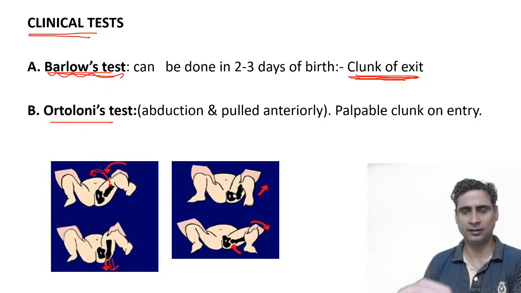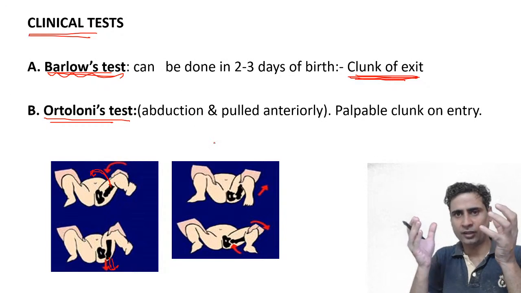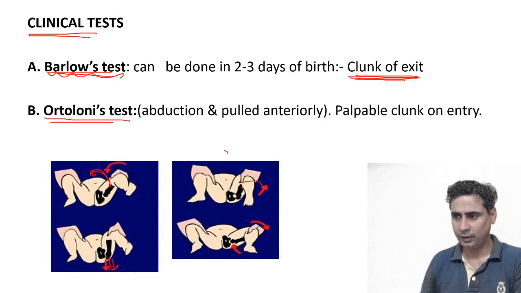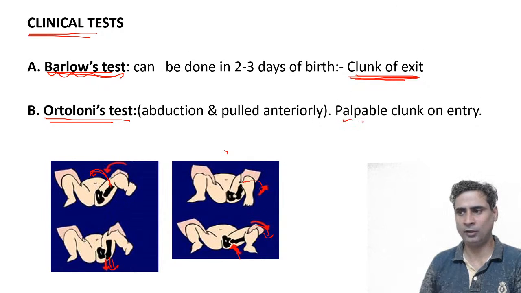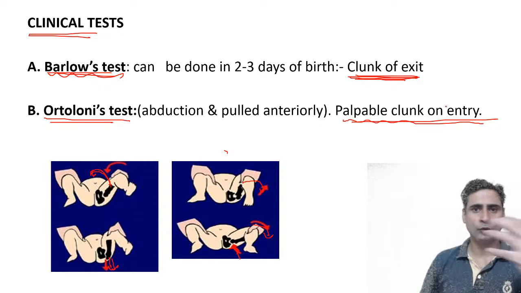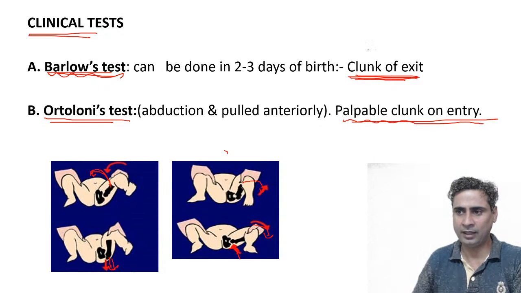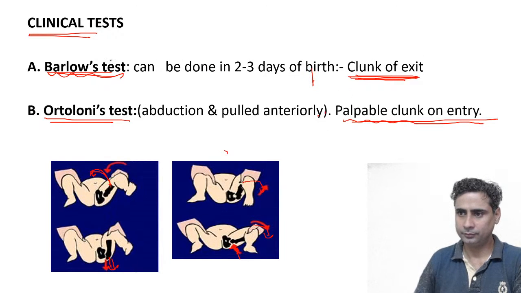Now the opposite we will be doing in Ortolani's test, where we will be doing abduction and we will try to reduce the dislocated hip. So on abduction we are trying to reduce the hip. In this test there is either a palpable or audible clunk of entry. So in Barlow's test we are provoking the pathology, we are dislocating the hip. That is why Barlow's test is the provocative test.